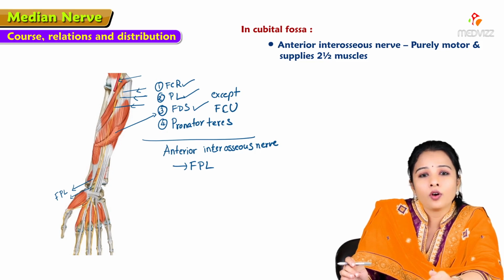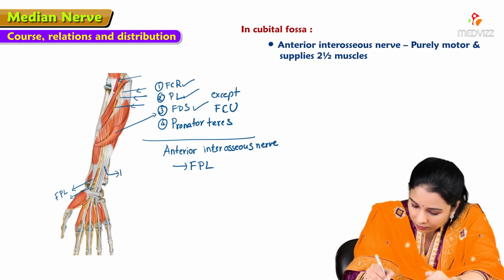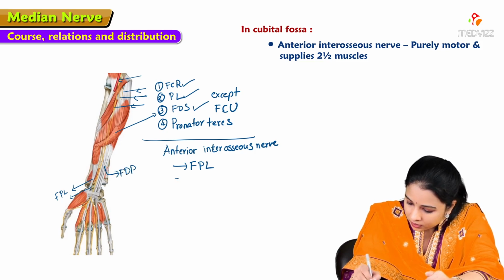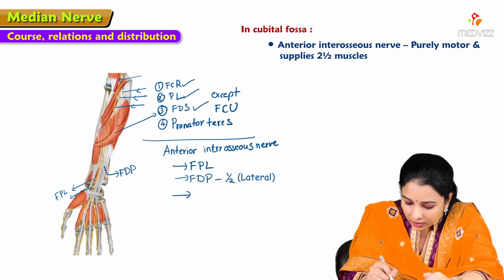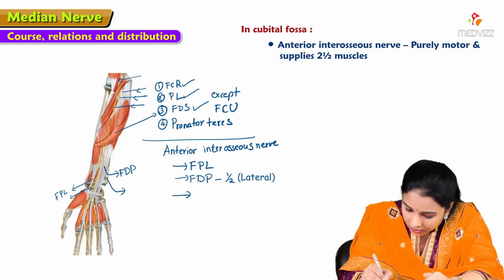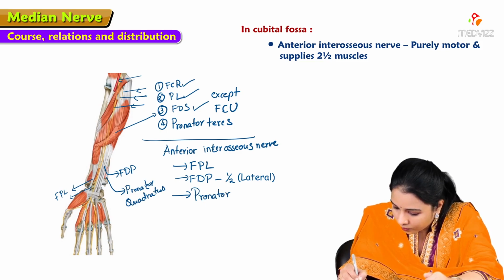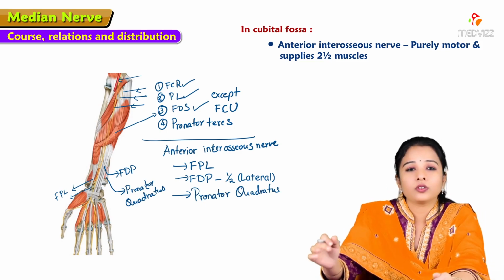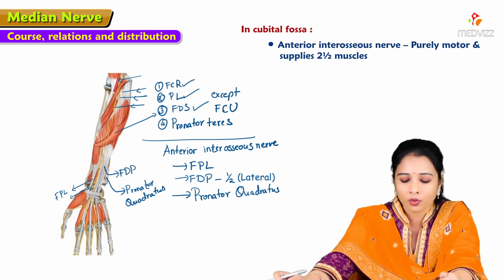Then lateral half of the flexor digitorum profundus. This is flexor digitorum profundus. So lateral half, not complete. Flexor digitorum profundus, half of it. Then it also supplies pronator quadratus. This muscle you are seeing is pronator quadratus. So these are the muscles which are supplied by the anterior interosseous nerve, which is a purely motor nerve.